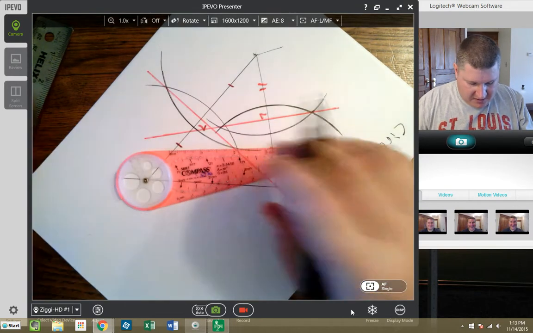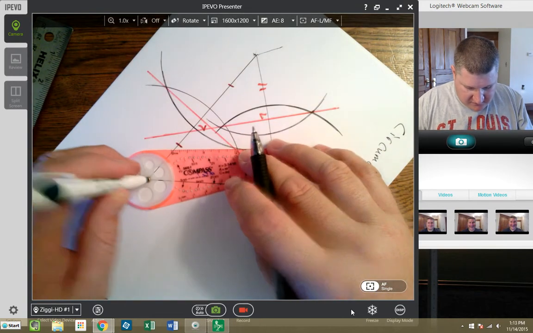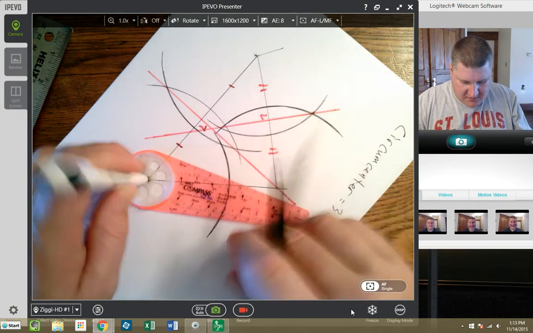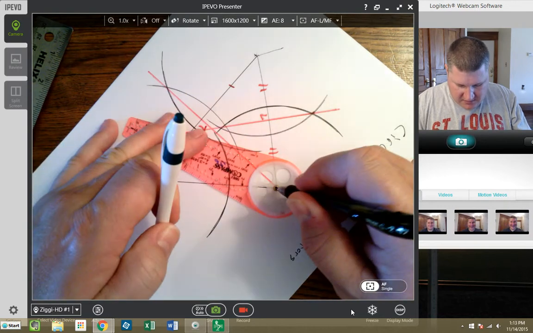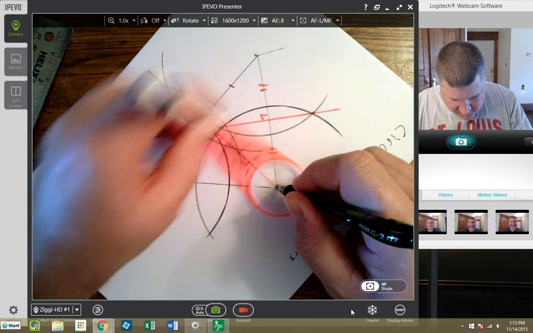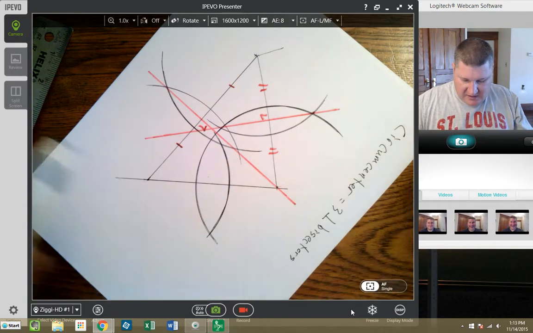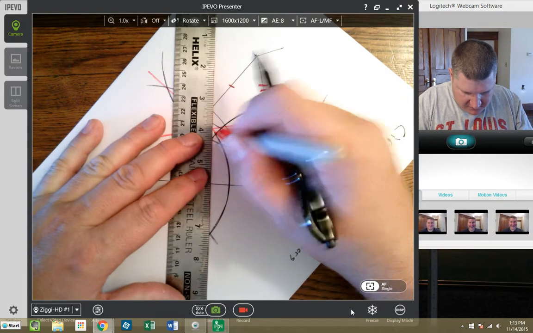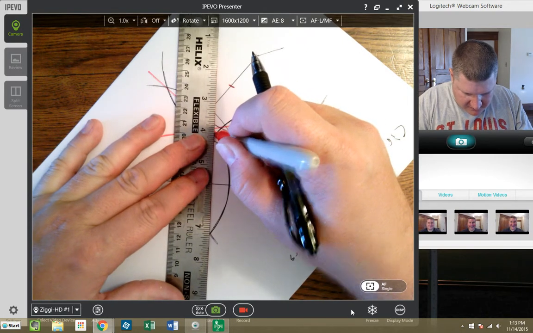And I need a perpendicular bisector here. So there's my corner. And let's choose the 4 again. Here you go. And in this case, choose the 4 again. Okay. And I draw my perpendicular bisector. There he goes.